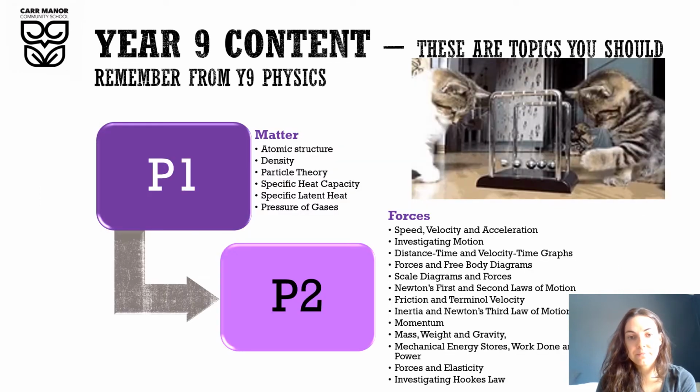And then physics. So in Year 9, these are the two topics you covered in physics. So P1 and P2, you covered matter and forces, and you can see that there are lots of different subtopics in there that you've covered as well, like Hooke's law, scale diagrams, and forces, specific heat capacity. You need to remember these. We won't be going over them again.